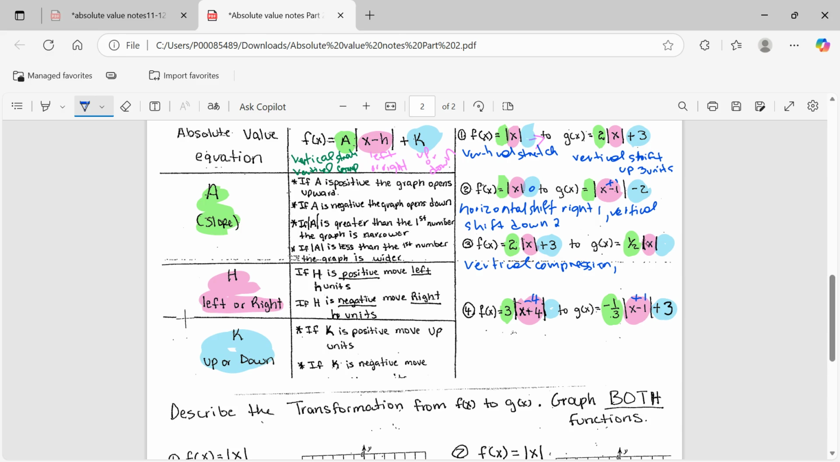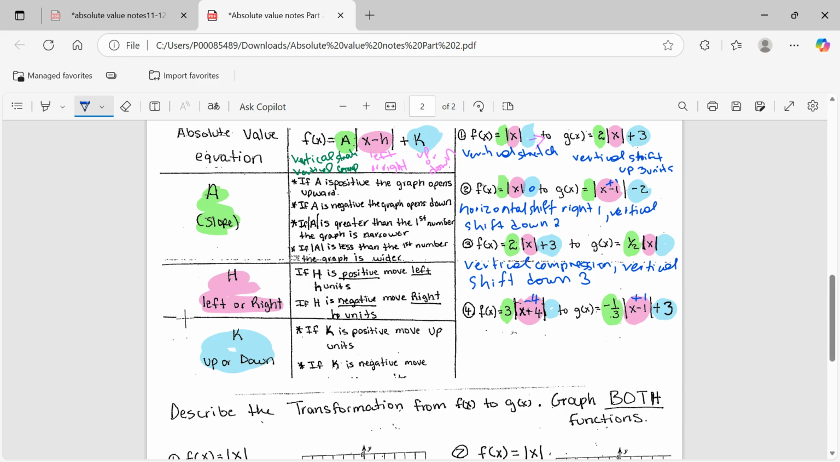I'm going from x to x. Nothing is changing inside. There is no left or right movement. So then I'm looking on the outskirts, 3 and 0. I'm going to be going up or down. If I go from +3 to 0, then that means I had to go down 3. So there is a vertical shift down 3.